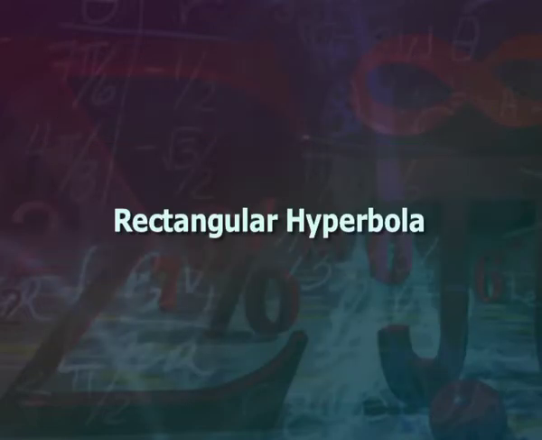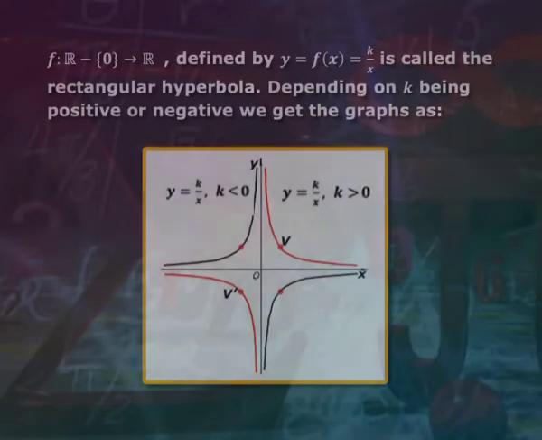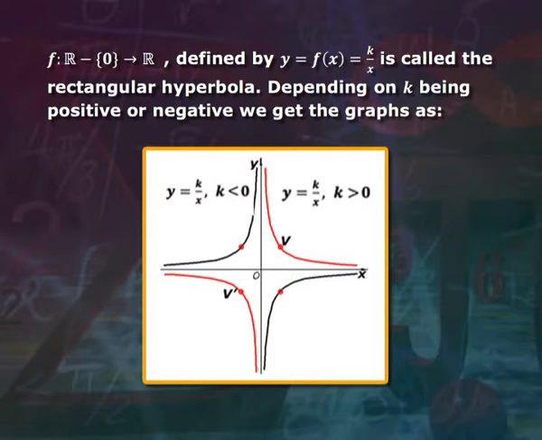A rectangular hyperbola: f from R minus 0 to R defined by y is equal to f(x) is equal to k upon x is called the rectangular hyperbola. Depending on k being positive or negative, we get the graphs as shown.